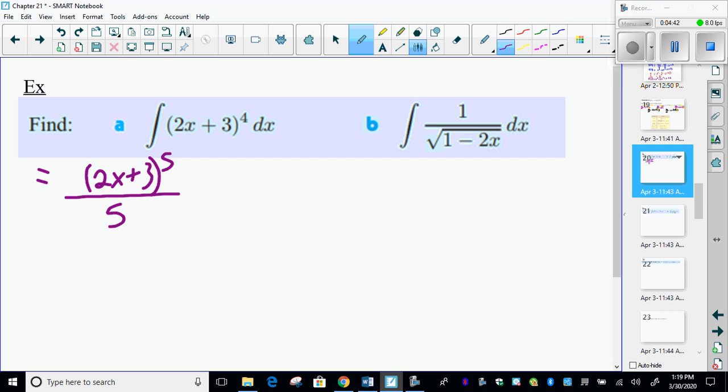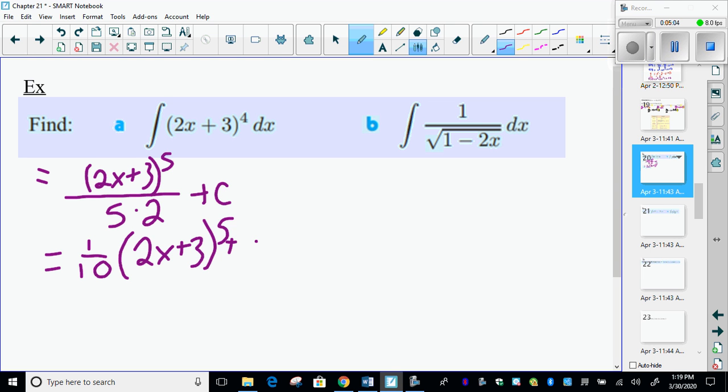And then I also have to undo the derivative of the inside. So undoing the derivative of the inside, the 2x plus 3, I'd have to take the derivative of that, which is 2. Therefore, I have to divide by 2, because when I take the derivative, I multiply by 2. And then don't forget the plus c. So you would traditionally see this as 1/10 times 2x plus 3 to the fifth power plus my constant term.